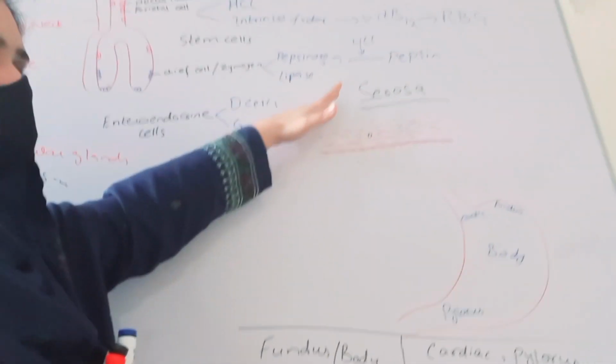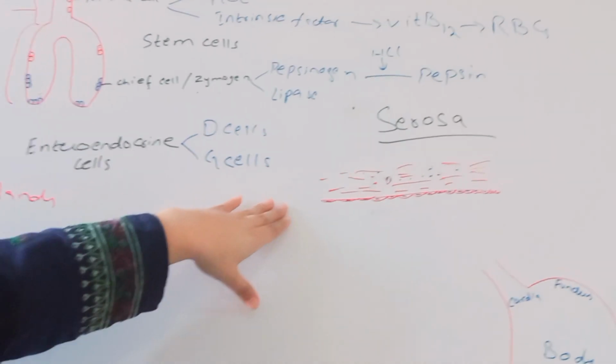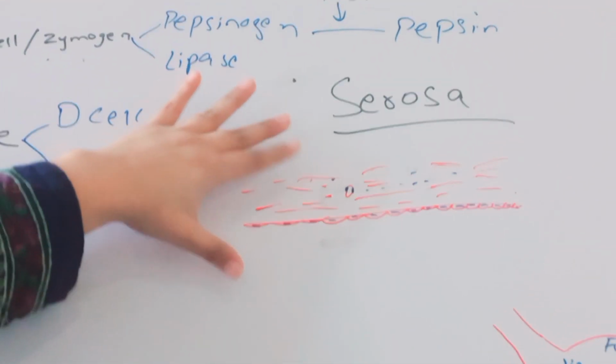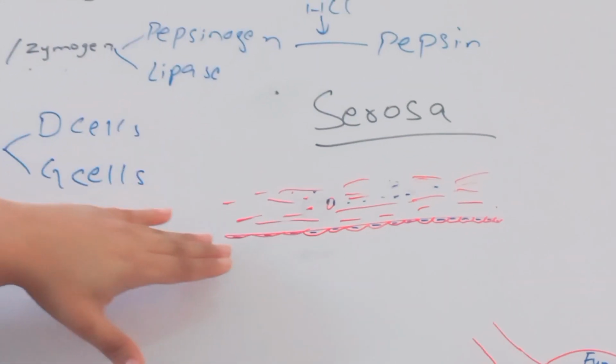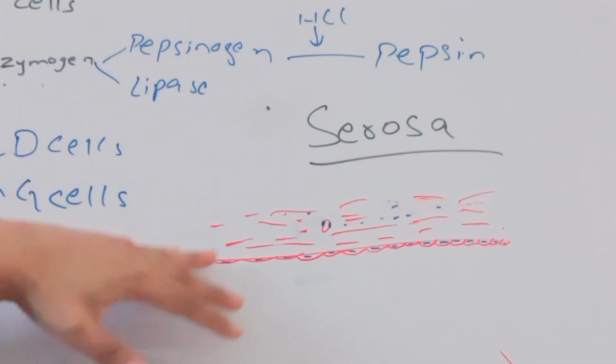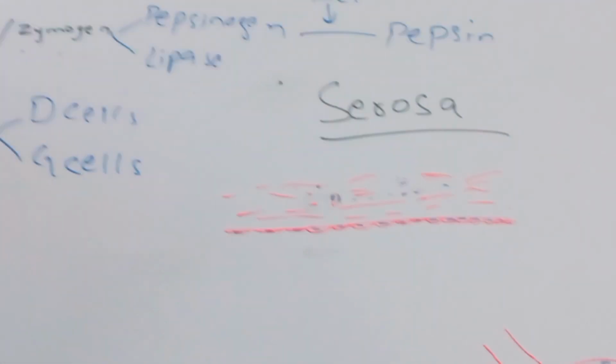Why is serosa present in the stomach? Because in the abdominal cavity it is suspended by the mesenteries, greater omentum, and lesser omentum. So that is why the connective tissue and muscle fiber layers will be covered by the mesothelium, which is simple squamous epithelium. So the serosa is present in the stomach.